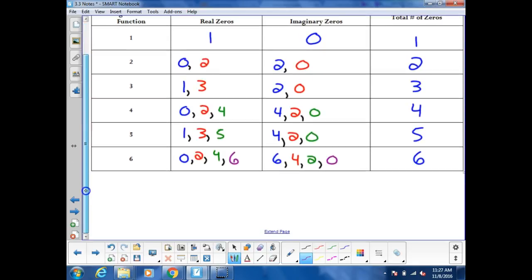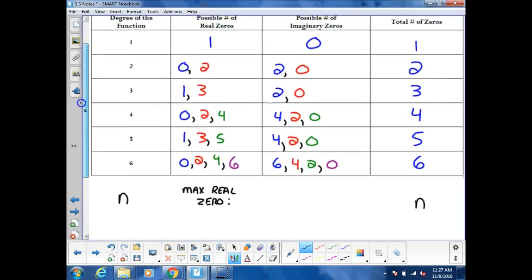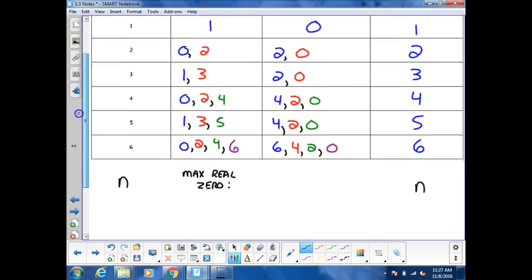All right, extension time. If I have n for my degree, how many total zeros am I going to have? N, right? Because the degree tells us how many zeros we're going to have. Okay? So if I'm looking at the maximum real zeros, what would the maximum real zeros be if my degree is n? It'd be n, right?